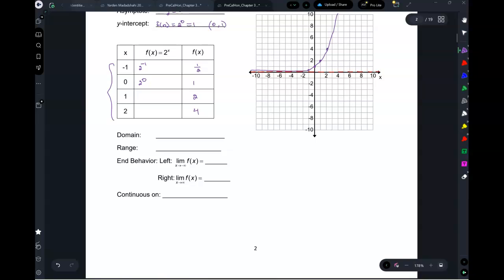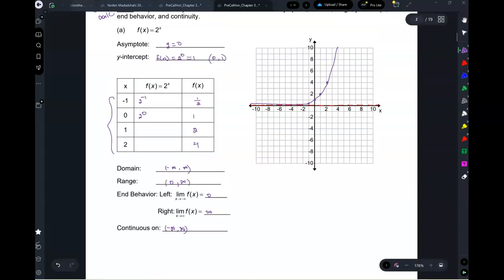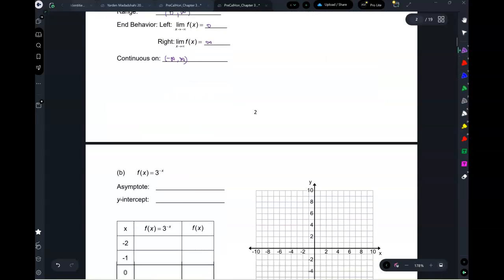Okay, domain is all real numbers. The range starts at the asymptote, and because this sits above, it goes up to positive infinity. Left end behavior, as I go to negative infinity, y's approach 0, and here infinity, and it's continuous everywhere. Okay, fabulous. Let's move on to the next one.